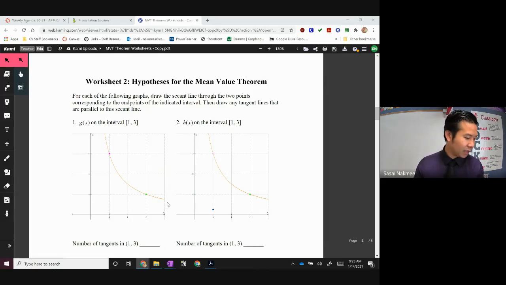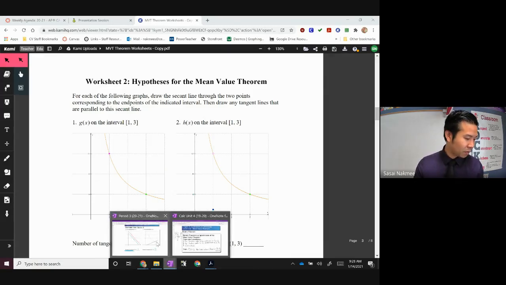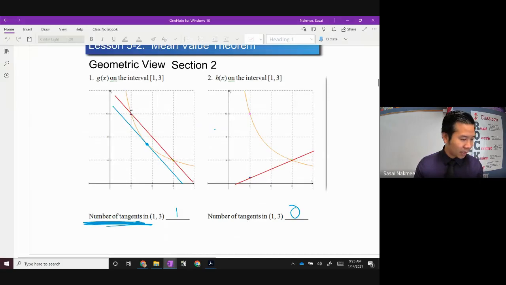So when we looked at this first one, we saw the secant line that connects from 1 to 3 is this red line right here. And I saw that there was only one tangent line between those two endpoints. We were able to draw it right there, but all I'm asking is how many are there? And there was just one there. And we looked at number 2, right?